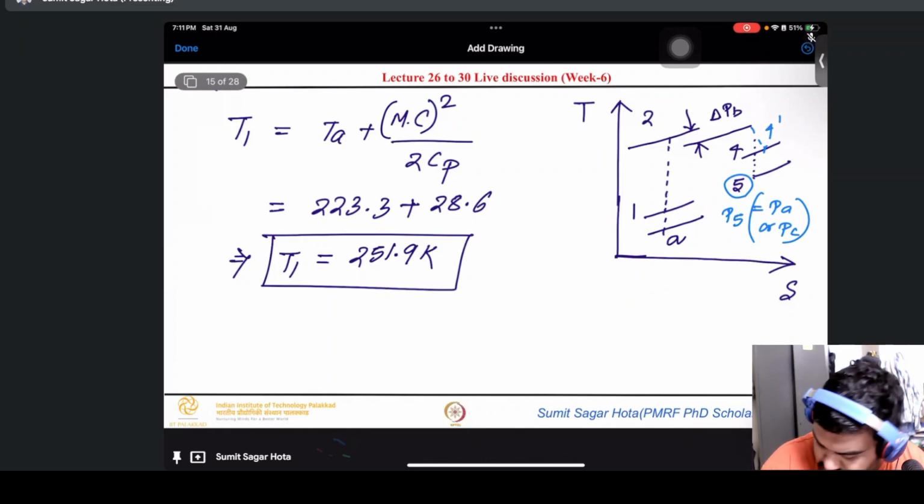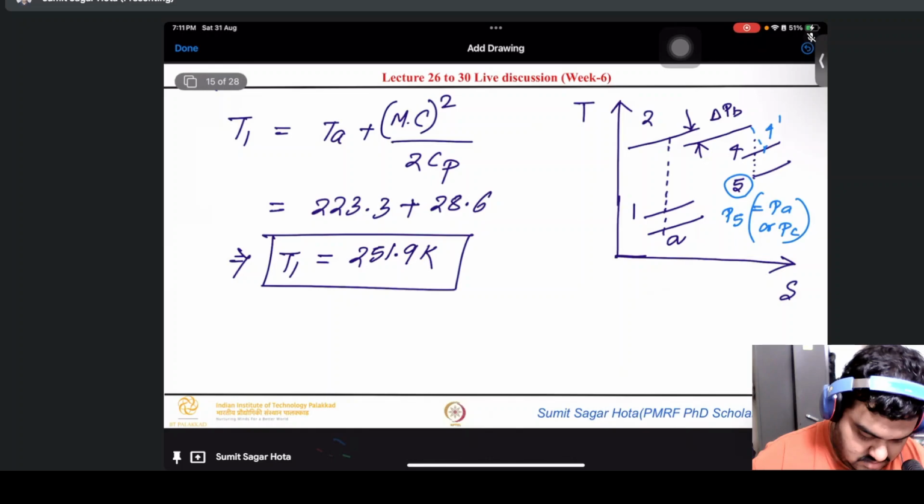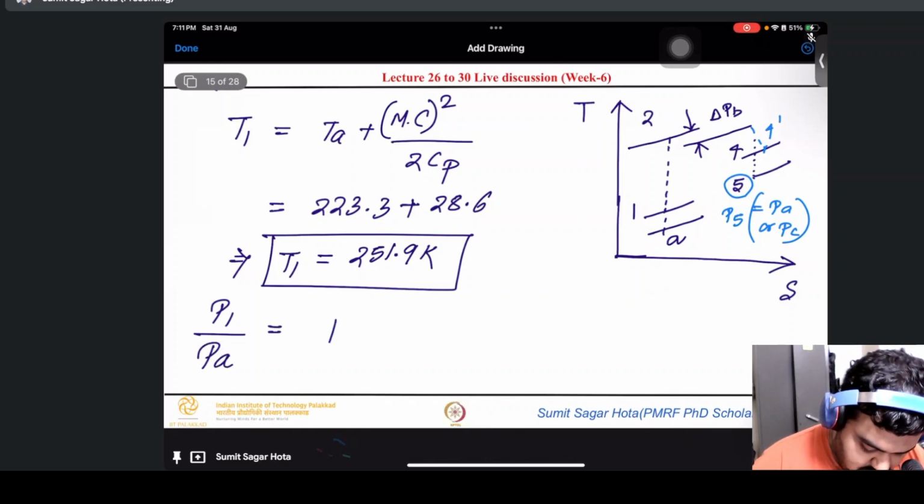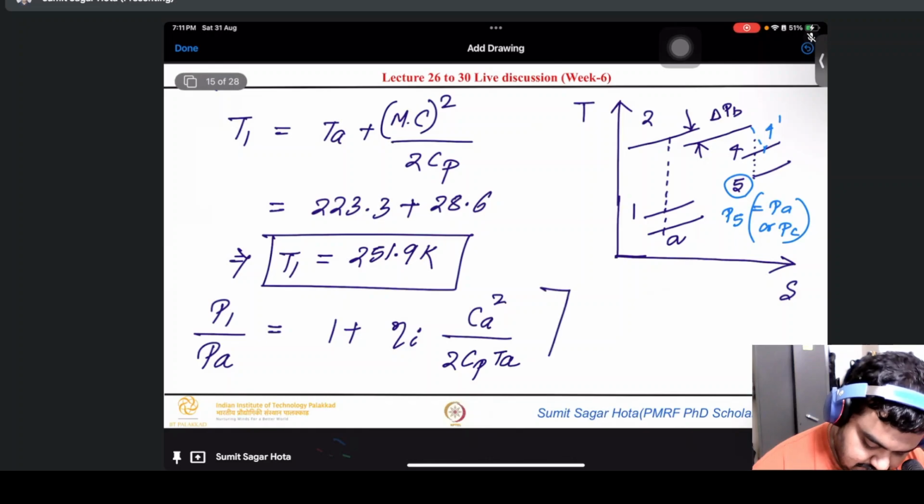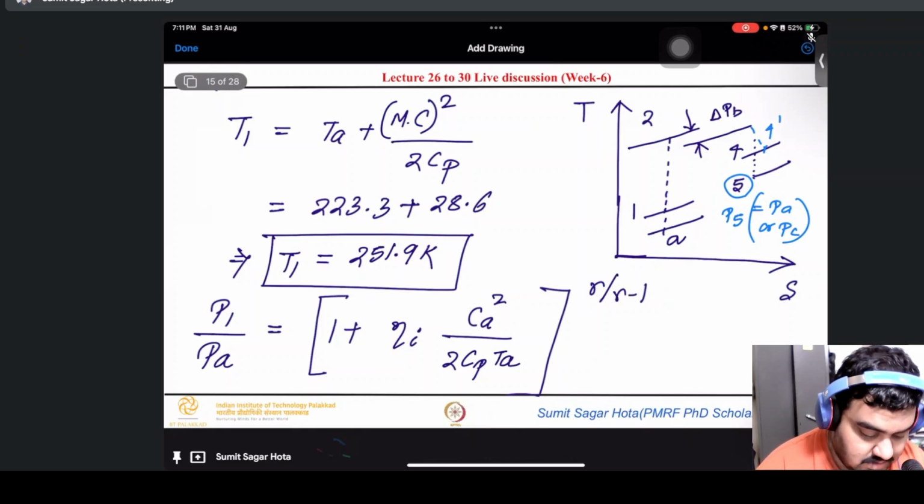Now we'll take the ratio P1 by PA. P1 by PA is equal to 1 plus eta I CA square divided by 2CP into TA, to the power gamma by gamma minus 1. In place of CA you can put MC square.